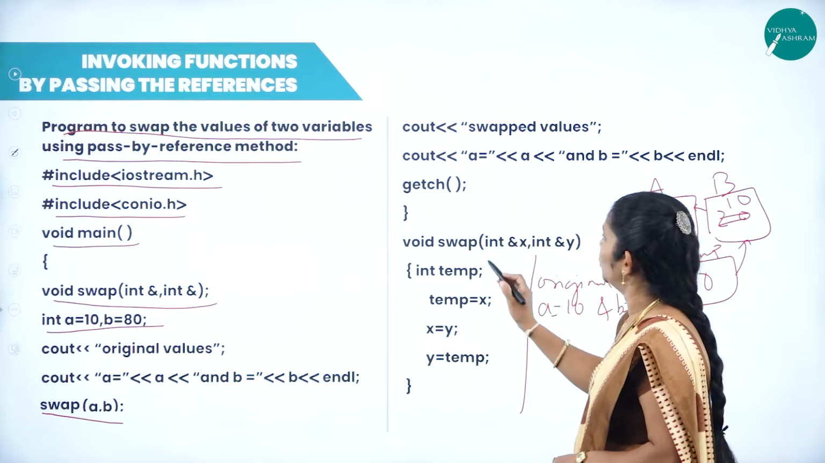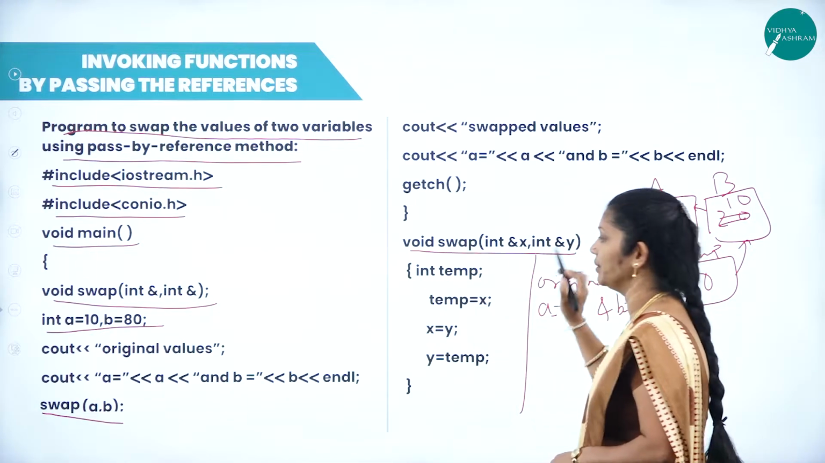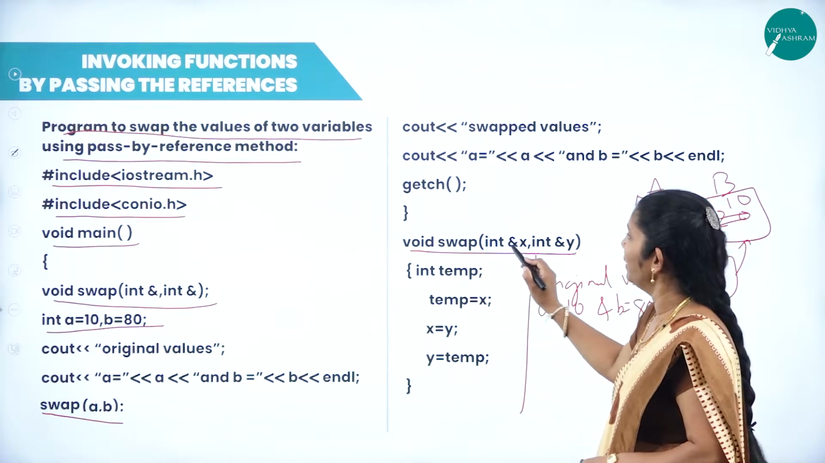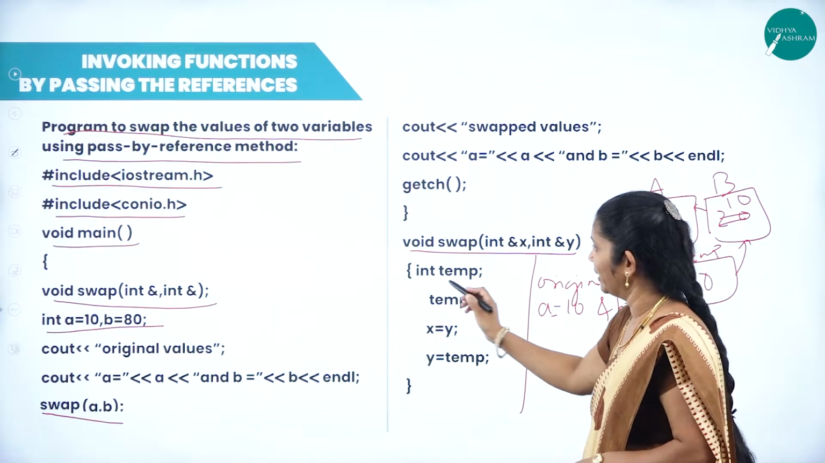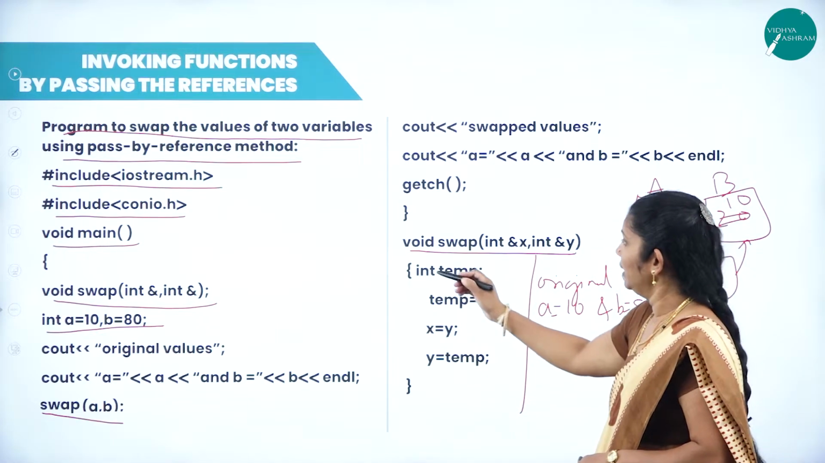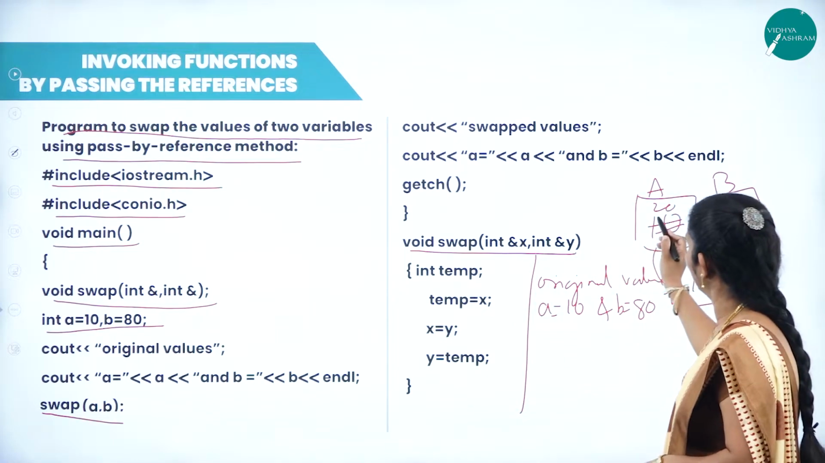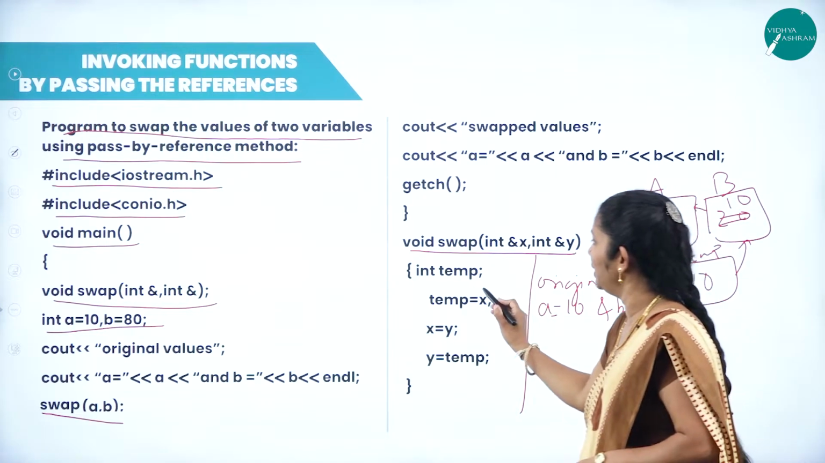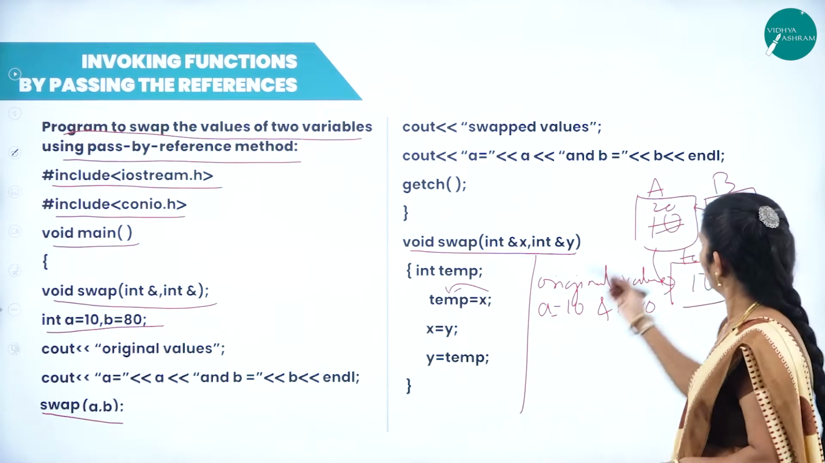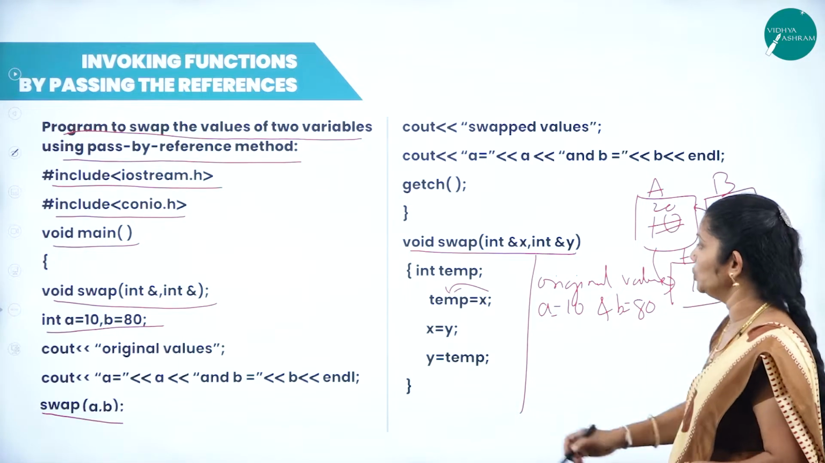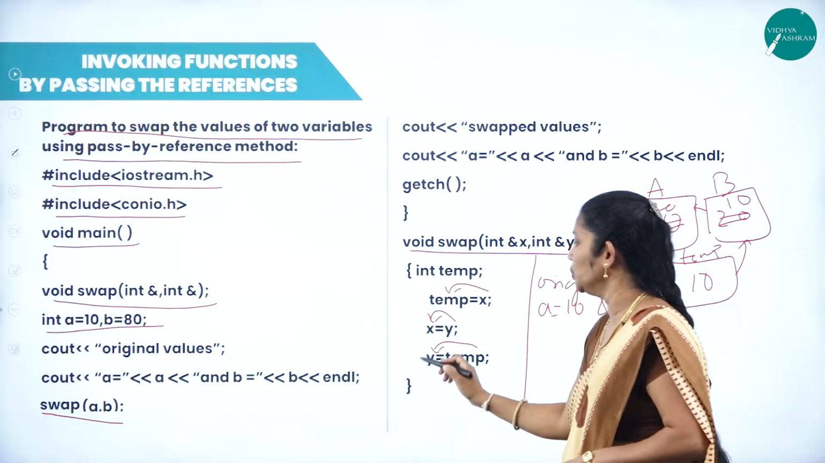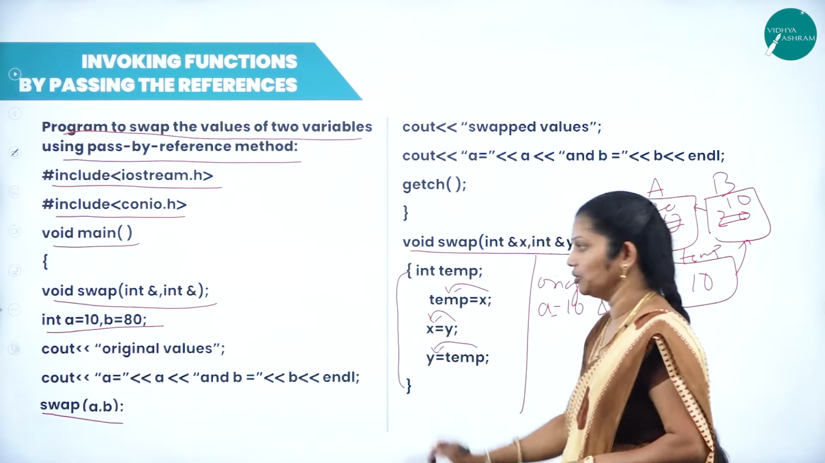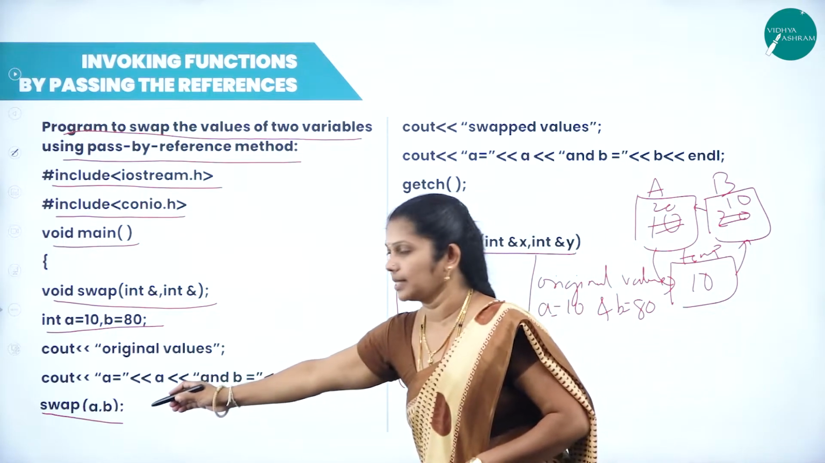That means the control will transfer to swap here. Here, void swap(int &x, int &y). Then here we first create one temporary place, int temp. Then whatever value is in x, that is A, we move to the temporary place first. Then whatever value is in y, we move to x. Later on, the temporary value we move to y. Then we close this function. That means we have called the subprogram.